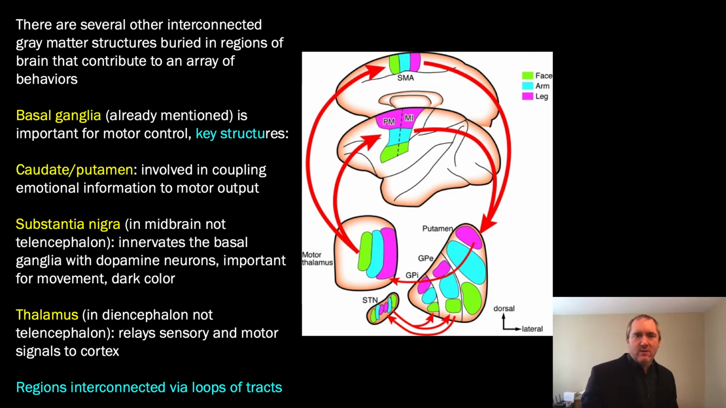One region of the basal ganglia is the caudate putamen, what I also refer to as the dorsal striatum. This is involved in coupling emotional information with motoric output. So, you can see how that would be very involved in the basal ganglia as well.